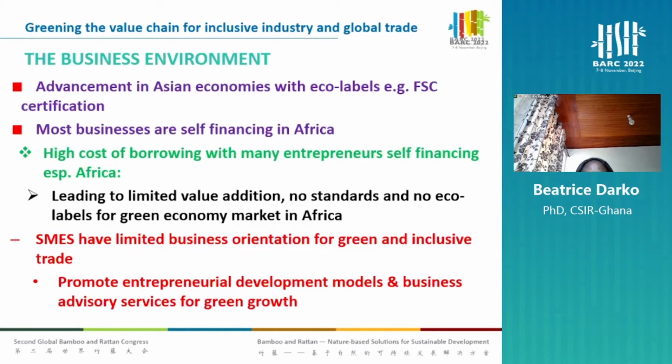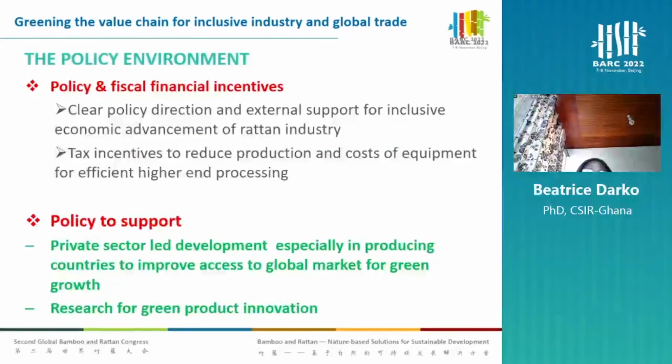So we will need to promote entrepreneur development models and business advisory services for green growth. With the policy, as I've said already, we need clear policy direction and external support for inclusive economic advancement of the rattan industry, especially in Africa. Then we have to have some tax incentives that can reduce production and cost of equipment for efficient higher end processing. There's also the need for policy support.